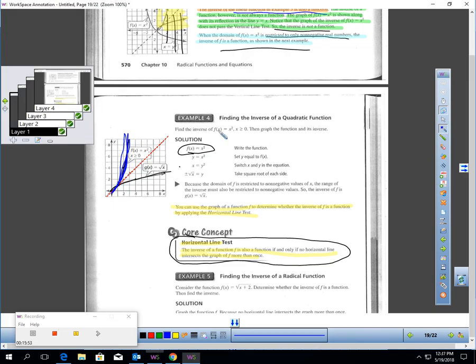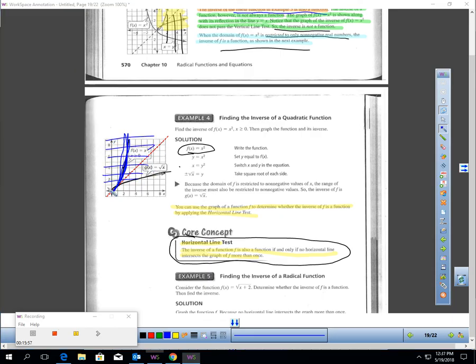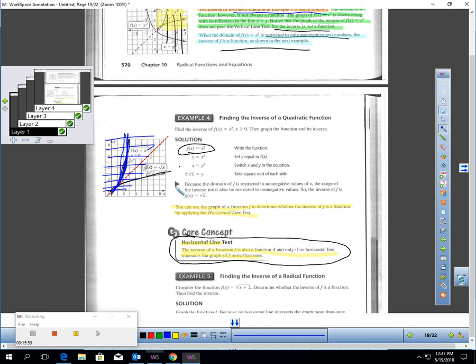Let's do the horizontal line test. Do these lines touch this function in blue in more than one place? And the answer is no. It passes the horizontal line test, which means its inverse would also be a function. So you can use the horizontal line test to determine if a function's inverse would also be a function. That saves you the time of having to always graph both of them.